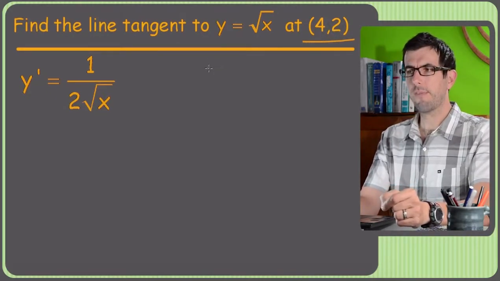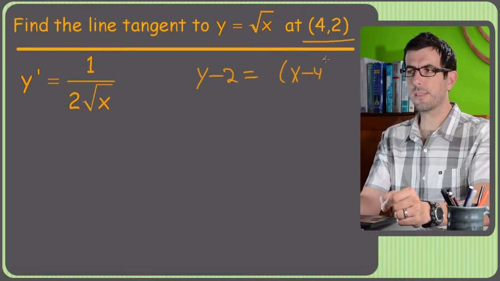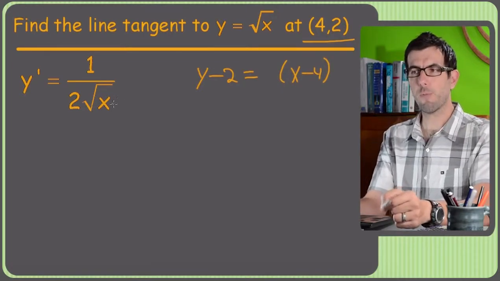We just need the slope. If I wanted to, I could even plug into the line right now, since I know enough stuff. y minus 2 equals some slope times x minus 4. So you can see all I'm missing is the slope. That's what I'm going to get from y prime.